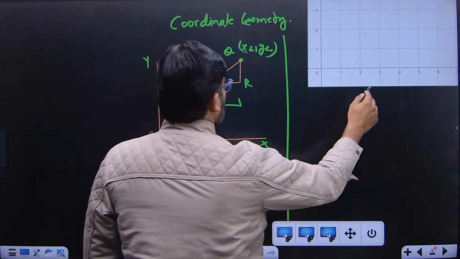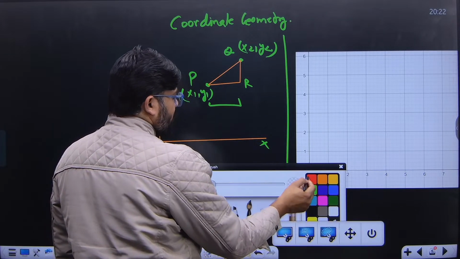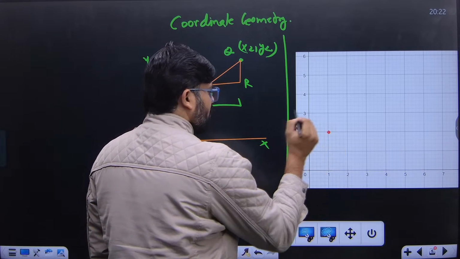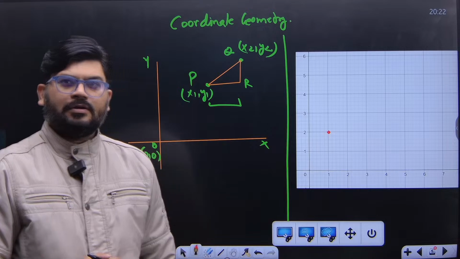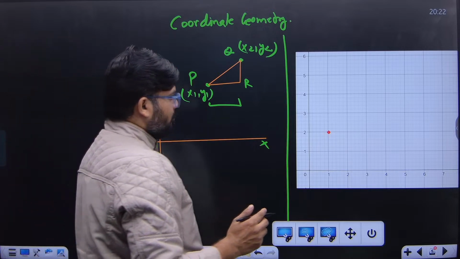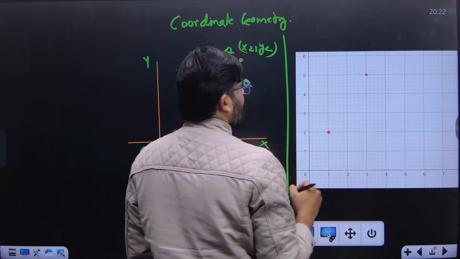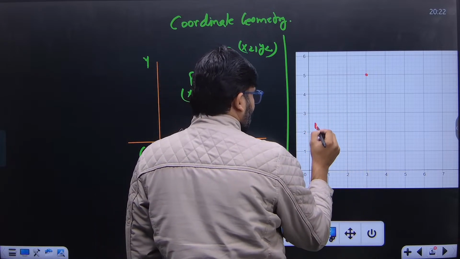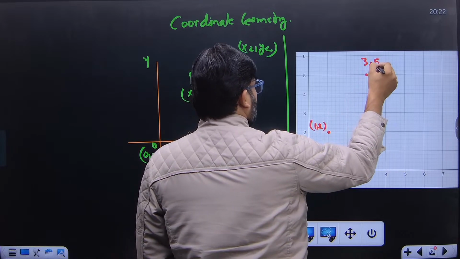So for an example, are you able to see these points now? Can you tell me the coordinate of that point? 2 comma 1. I mean 1 comma 2. Wonderful. Can you tell me the coordinate of this point? 3 comma 5. Very good. So I'm writing here what you said, 1 comma 2 and 3 comma 5.